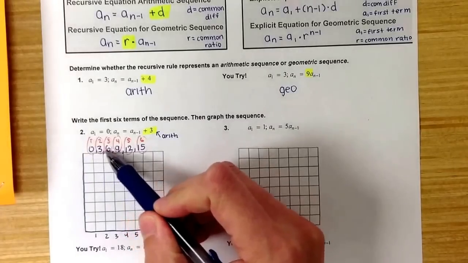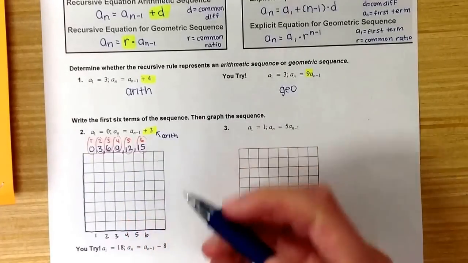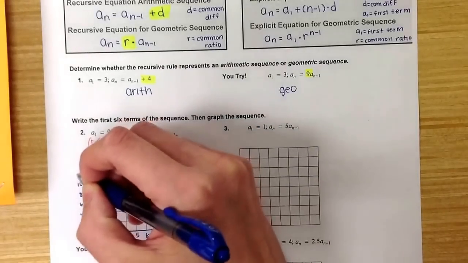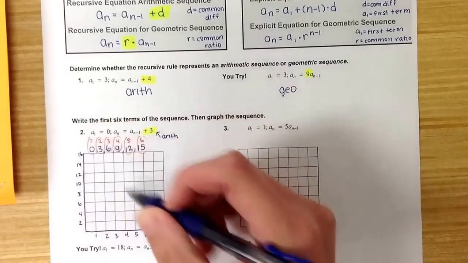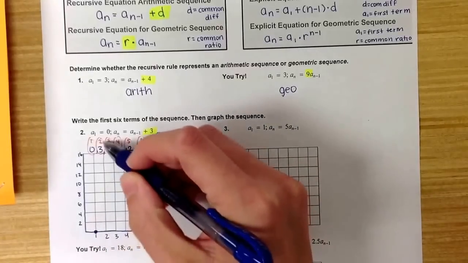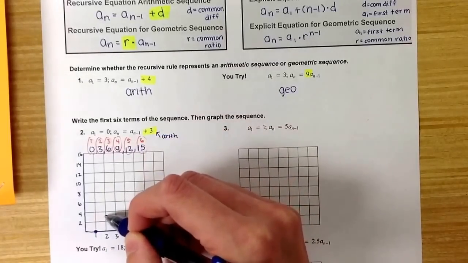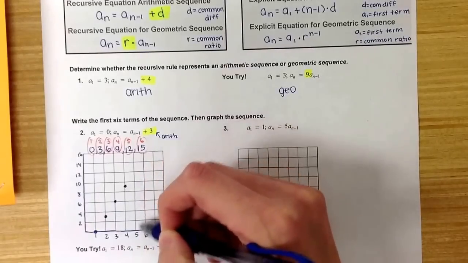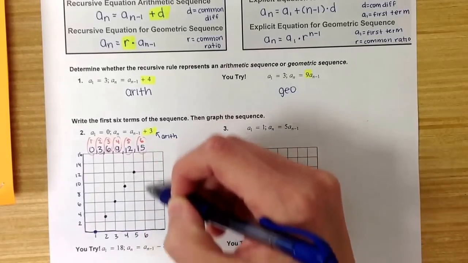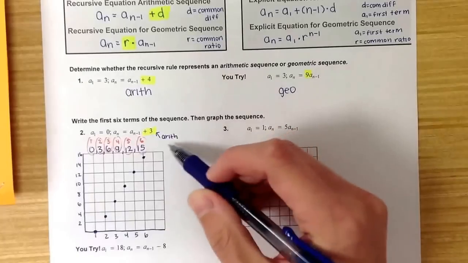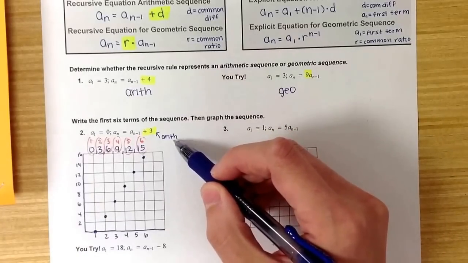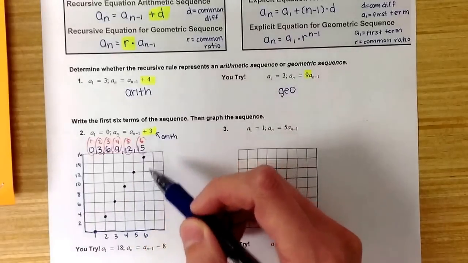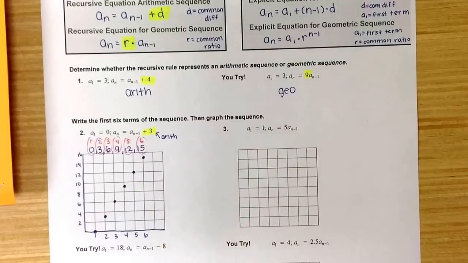Looks like the y-axis goes as big as 15, so let's count by 2s. I have 2, 4, 6, 8, 10, 12, 14, 16. So graph (1, 0). Then I have (2, 3). I have (3, 6), (4, 9), (5, 12), (6, 15). Didn't we say a long time ago that an arithmetic sequence was going to be linear? Well, look at your points. It's linear, right? It's going to form a straight line if I were to connect those together. So I know I got it right.